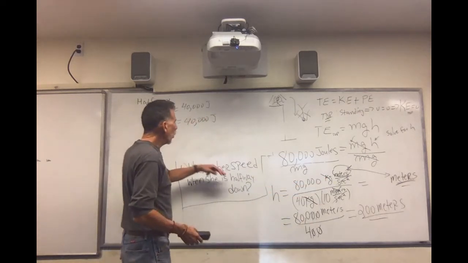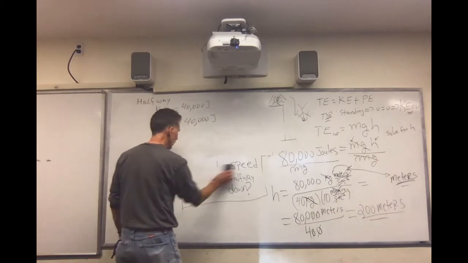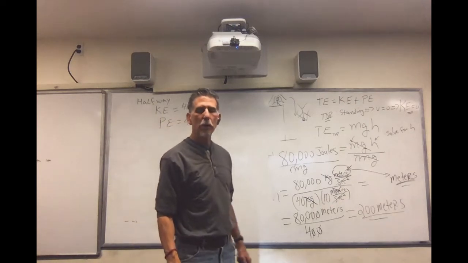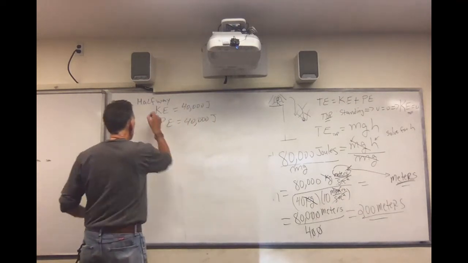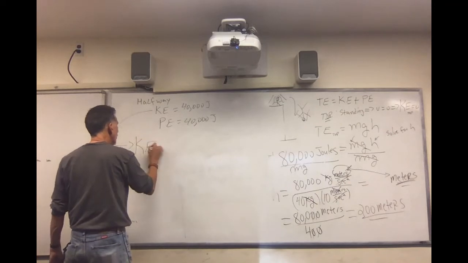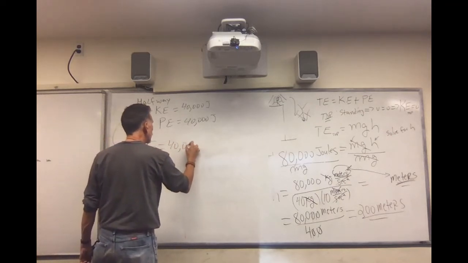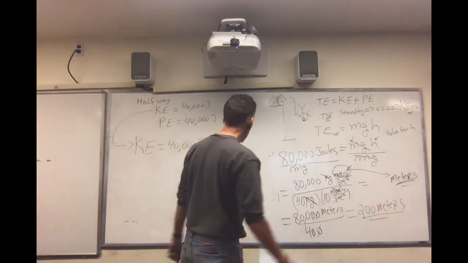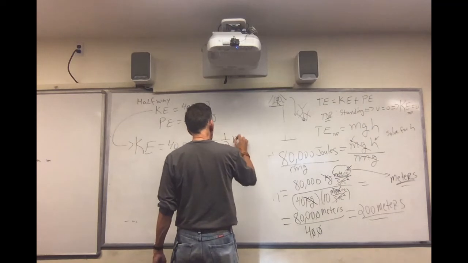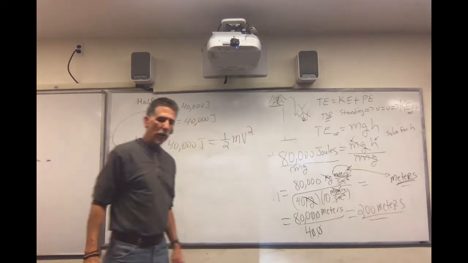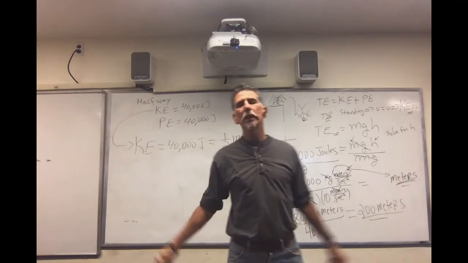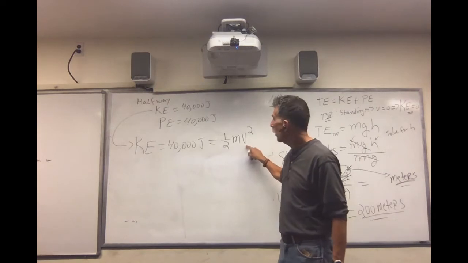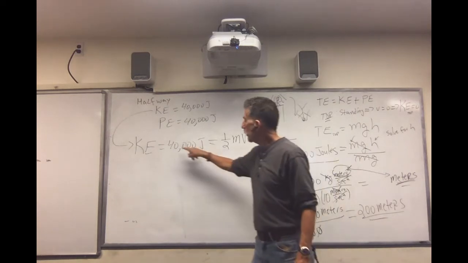Now, what's the question? What is her speed halfway down? Well, what symbol are we looking for? Speed. Well, we're looking for V, right? So halfway down, watch. Kinetic energy, we just said, is 40,000 joules. So what is kinetic energy equal to? Well, the definition is 1/2 mv squared. Now, once again, we have a formula, and once again, we know everything in that formula except for the one thing we're looking for. What are we looking for? We're looking for V.